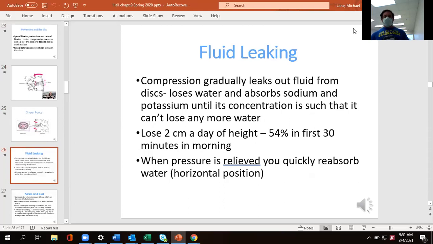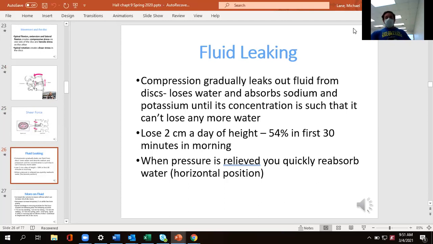Now, over the day, literally thanks to that compression, you're losing a certain amount of that fluid. In fact, your average person is going to lose about 2 centimeters, or almost 3/4 of an inch of height in a day, just due to that fluid leaking out of there. Now, when we lay down, we're going to reabsorb the water. It's going to allow us to go back to effectively our maximal height.